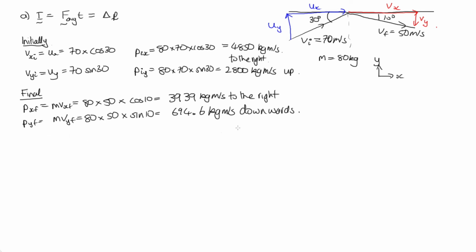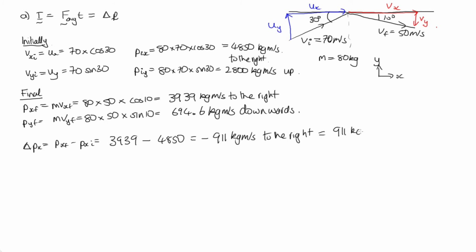Okay, so now we're going to calculate the change in momentum. So we'll do that in the x direction and then in the y direction. So the change in momentum in the x direction is equal to px final minus px initial. So px final is equal to 3,939 kilogram meters per second to the right, and then we're subtracting off 4,850 kilogram meters per second to the right, and so that is equal to minus 911 kilogram meters per second to the right, which we can also write as 911 kilogram meters per second to the left.